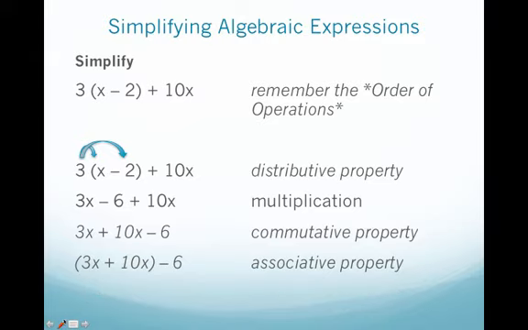And then finally I'm going to use the associative property to combine these two terms to get 13x, and then I still have my minus 6. So I've combined the like terms and I have still 2 terms, but since this one has a variable and this one's a constant, I am done.